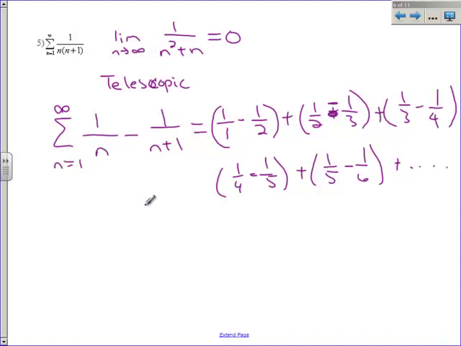Just like a telescope, you know, like pirates use, I'm a pirate. You know, the telescope will actually collapse on itself.